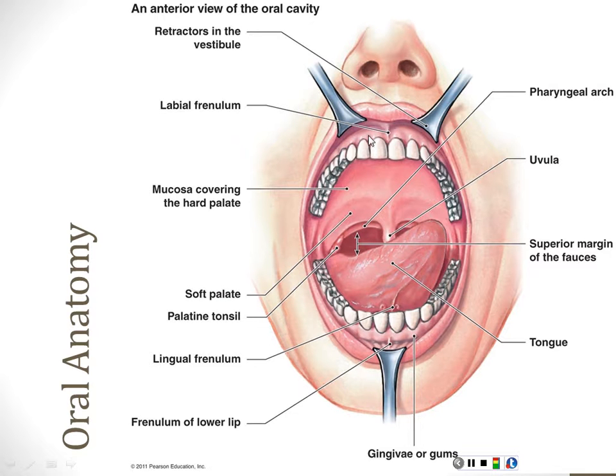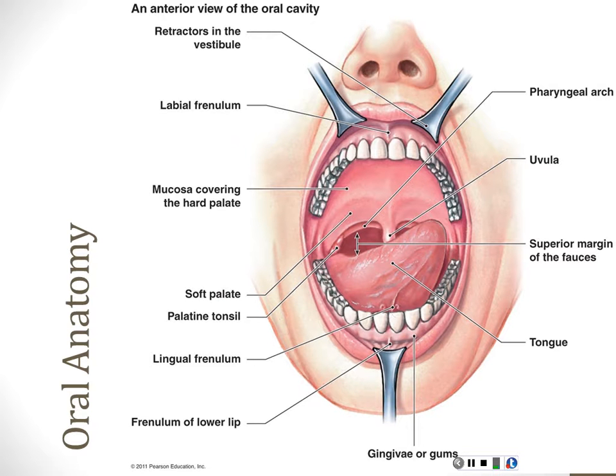So you have a frenulum in the front. That's the little tie that ties the lips to the gums. That's the labial frenulum. Then you have a lingual frenulum underneath the tongue. So to see this in a patient, you have to say, you know, say ah.